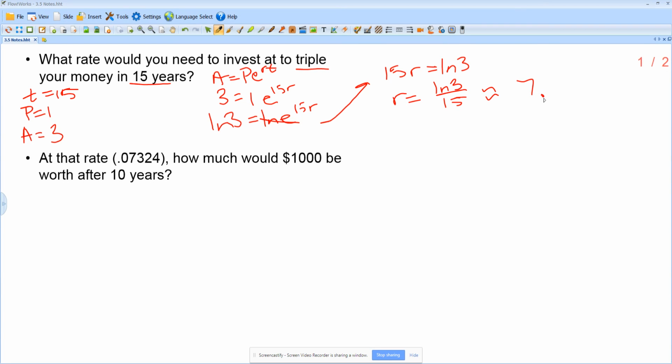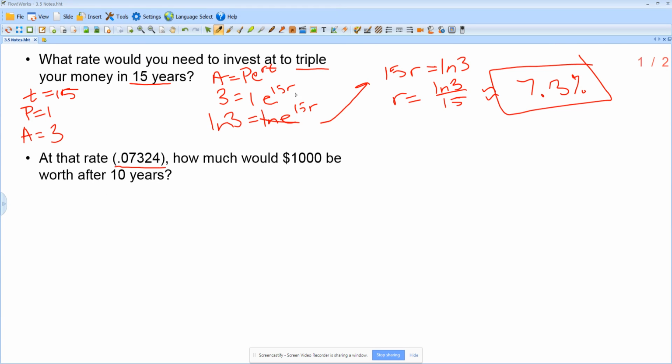In my calculator, that gives me approximately 7.3%, and that makes sense. Again, that's logical. I mean, it's a little bit high of an investment rate, but you're trying to triple your money, so oh well. At that rate, so using that 0.07324 that we just got in our calculator, how much would $1,000 be worth after 10 years?